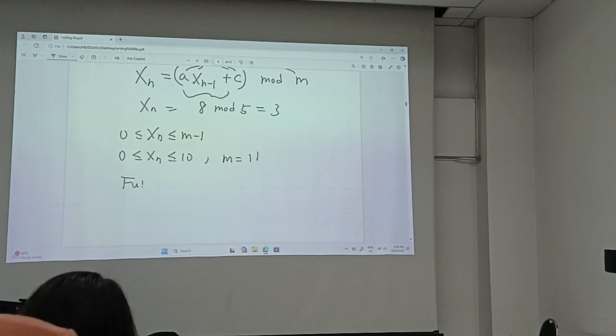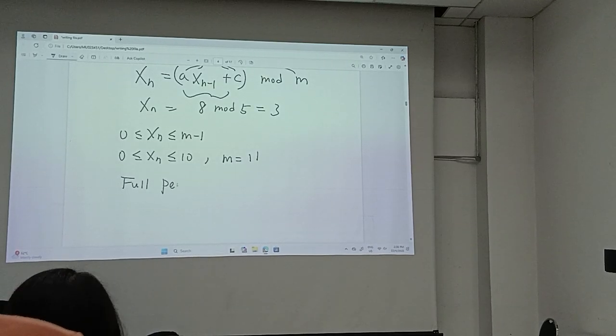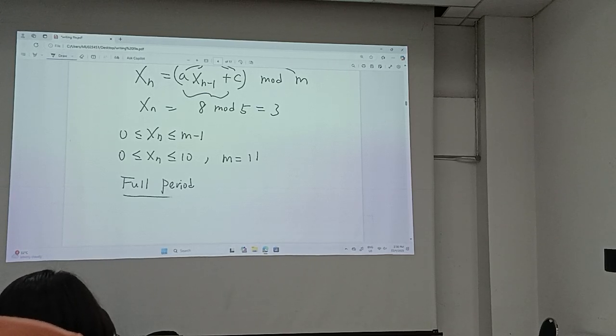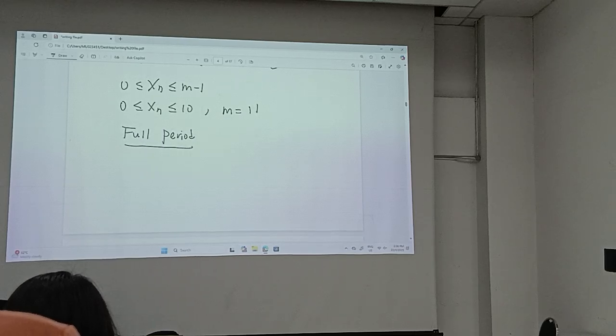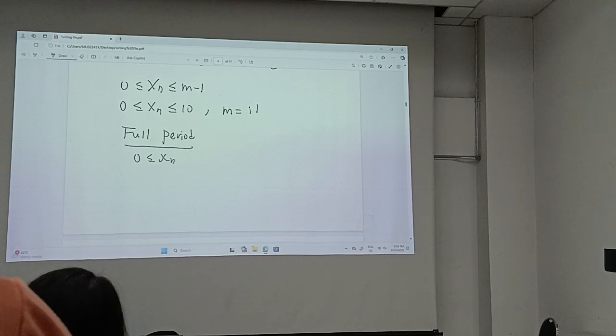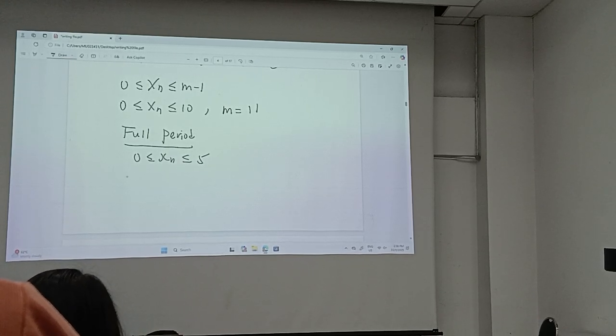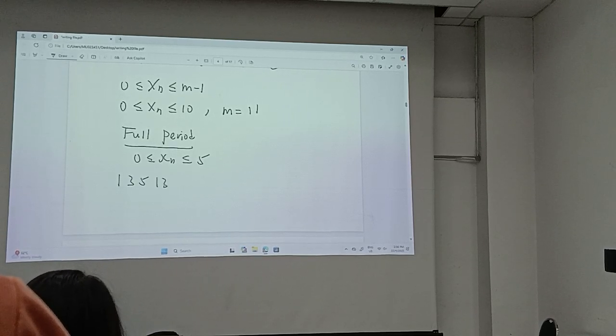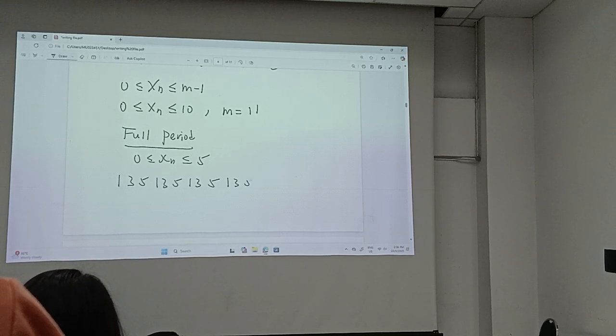Let's go through this full period. Just now we have gone through this period, right? Period means one cycle. Let's say you want to generate a random number from 0 to 5. So, for example, 1, 3, 5, 1, 3, 5, 1, 3, 5. So this is one period, right?